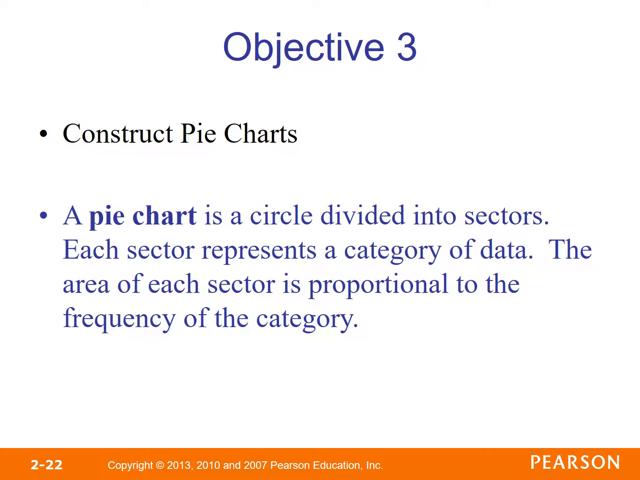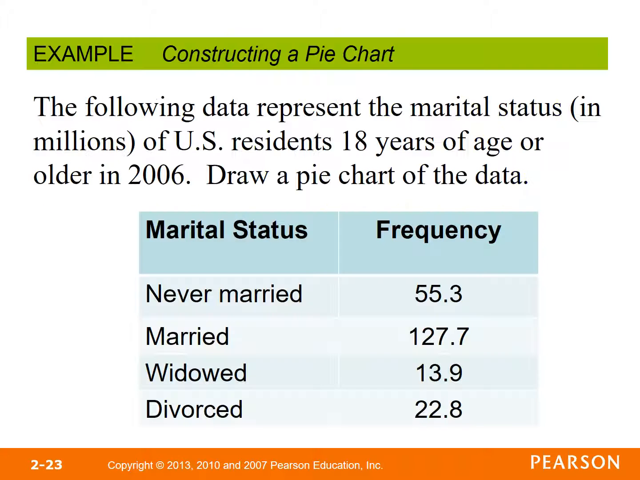Lastly, we're going to look at a pie chart. And the thing you have to remember about a pie chart is that all of the relative frequencies have to add up to 100%. If they do not add up to 100%, you have to have an additional category called other or miscellaneous or whatever you want to call it. But a pie chart or circle graph must add up to 100%.